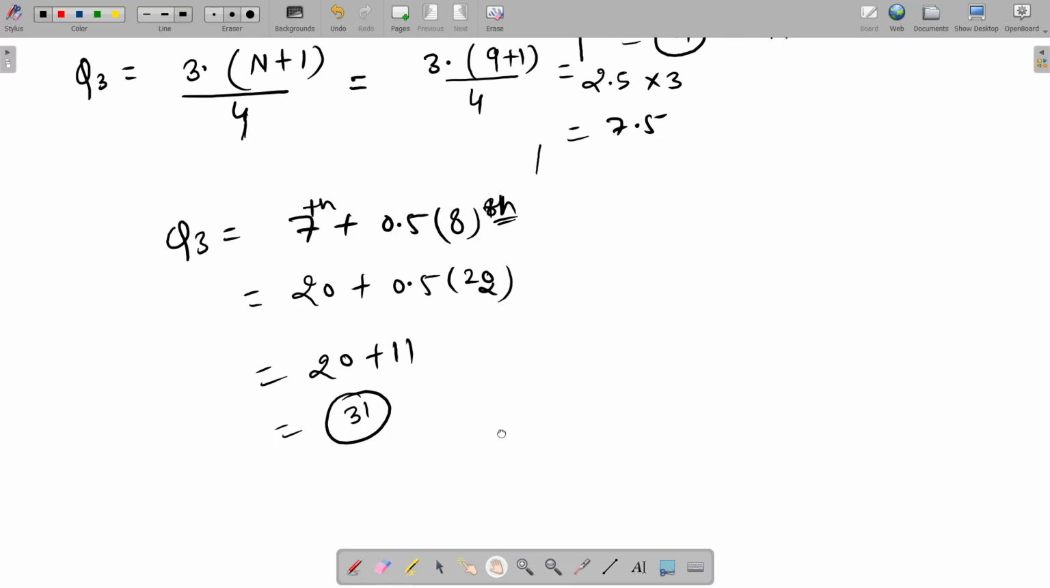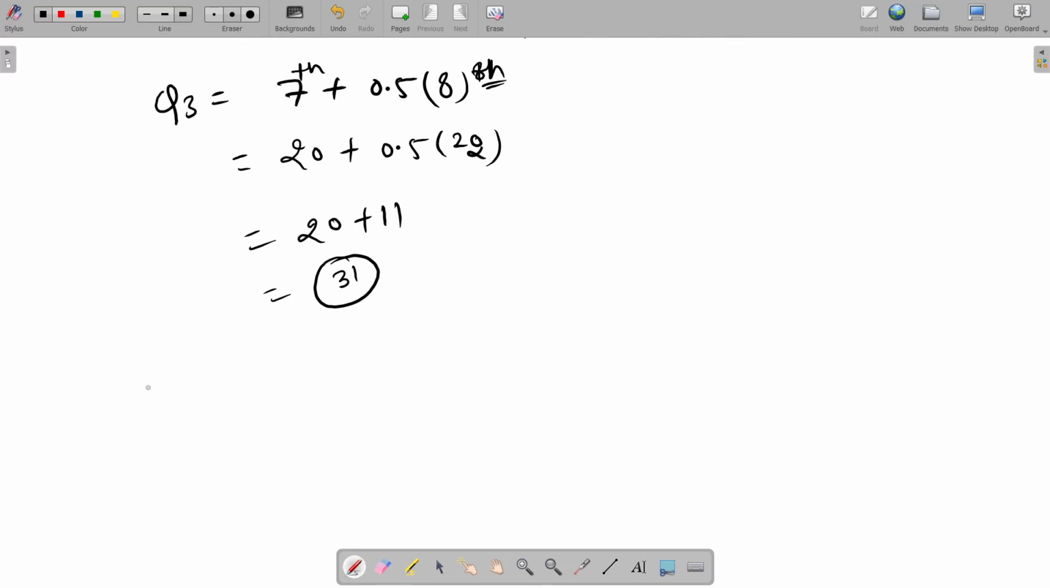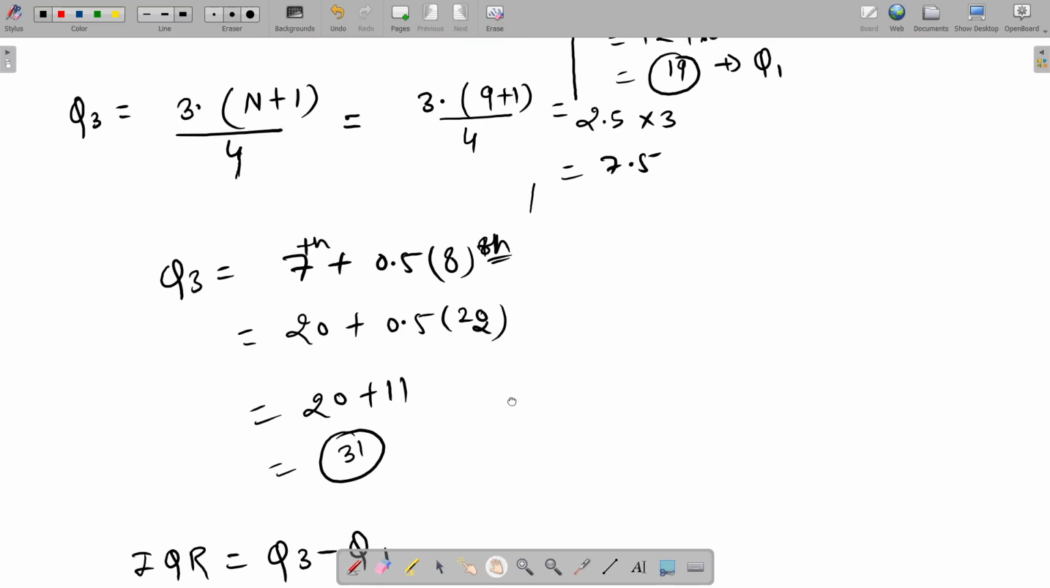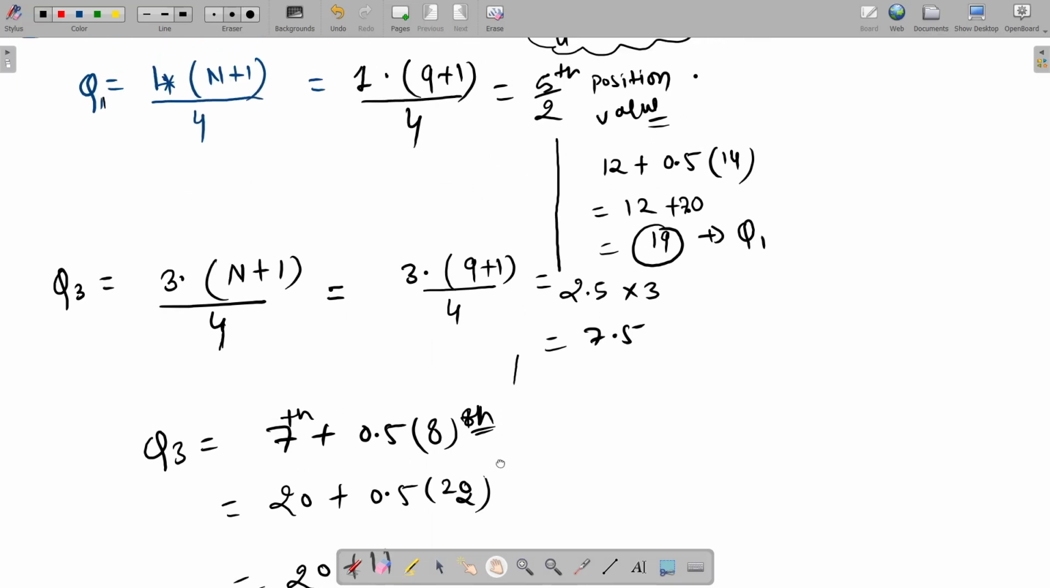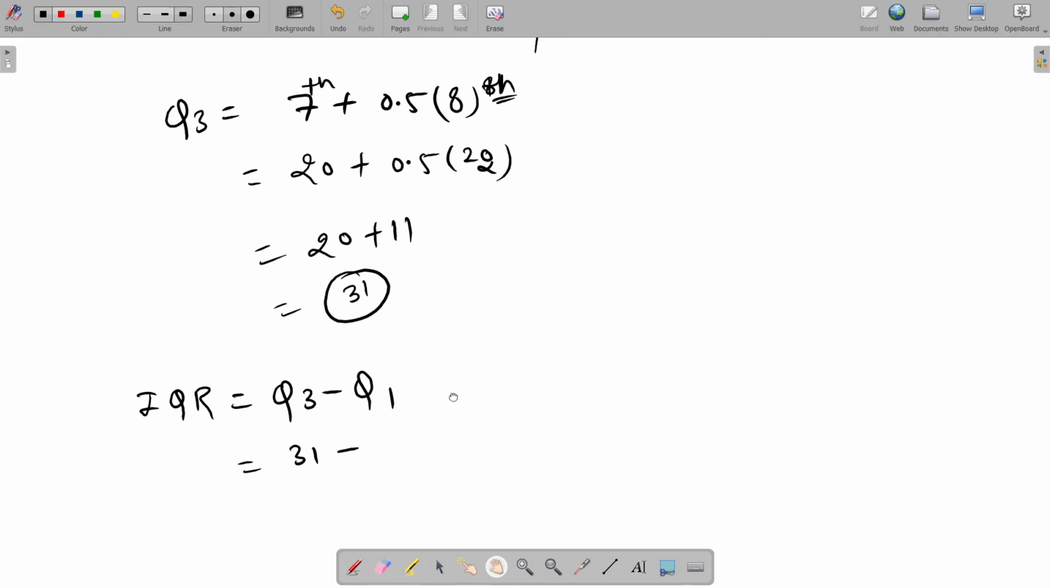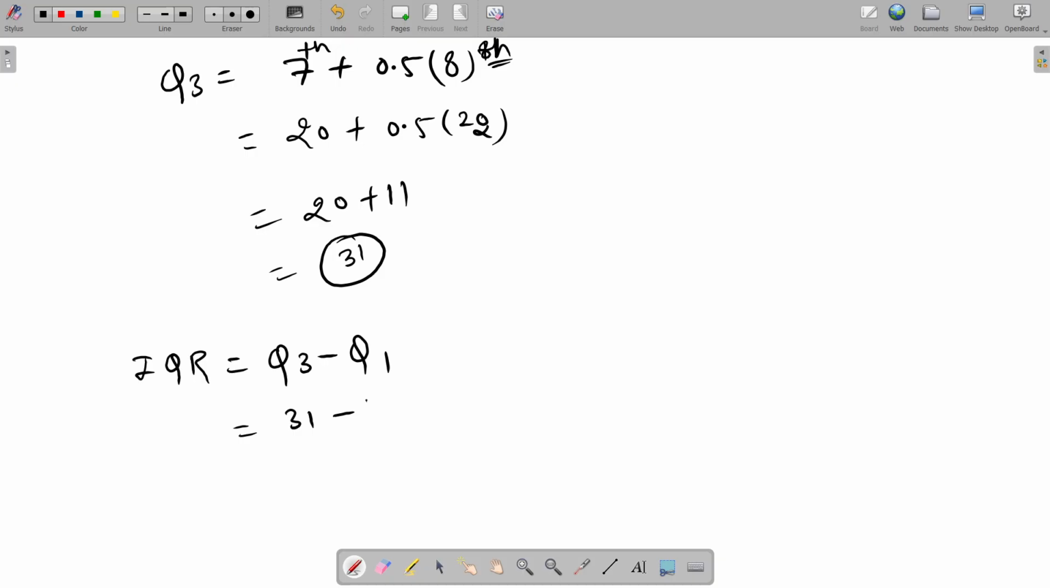Once we calculate quartile 1 and quartile 3, then we will calculate our interquartile range. The interquartile range is the difference of quartile 3 and quartile 1. So IQR is Q3 minus Q1. Q3 is 31, and what's the value of Q1? Q1 is 19. Just 31 minus 19, so it will be 12. So our interquartile range is 12.